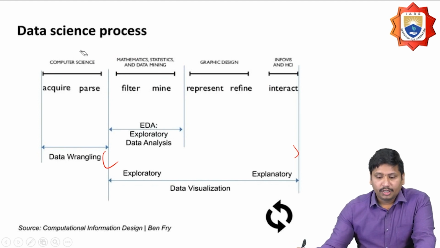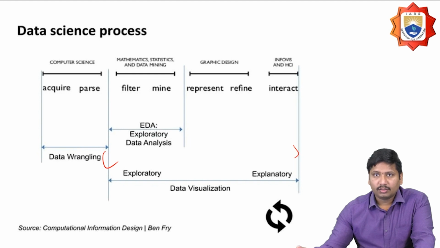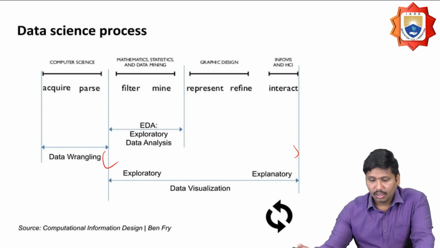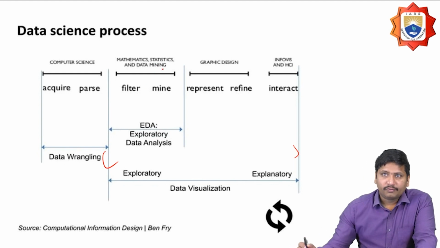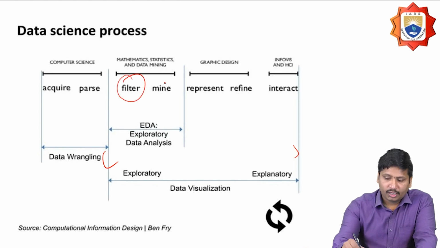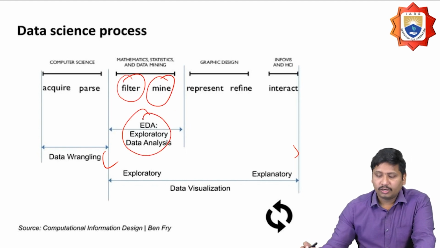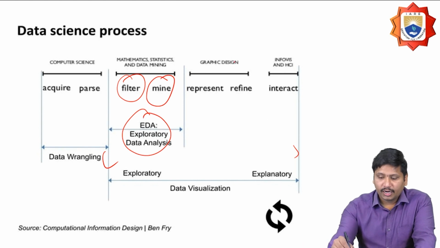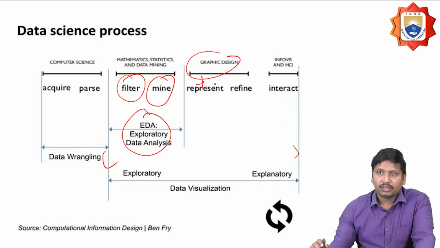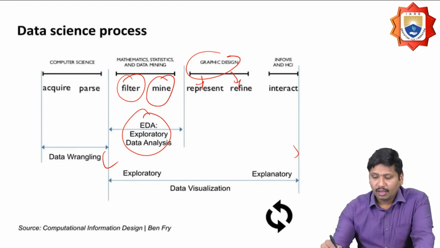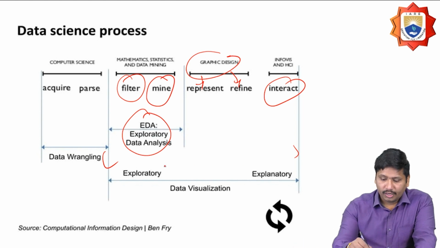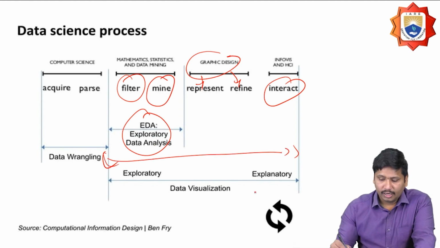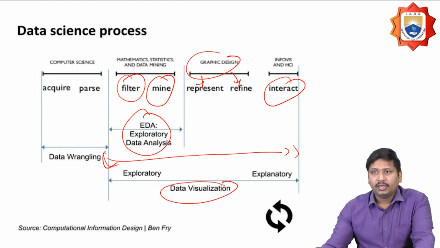Okay, so where can we acquire this, and then parsing should be done through computer science, mathematics and statistics. Through the concepts of data mining, we have to perform the filter and mining process for extracting this. For the graphic design, we have to represent and refine, and finally we have to interact. The concept of this entire thing is what we call explanatory data visualization.